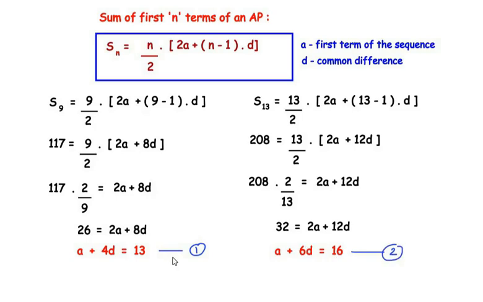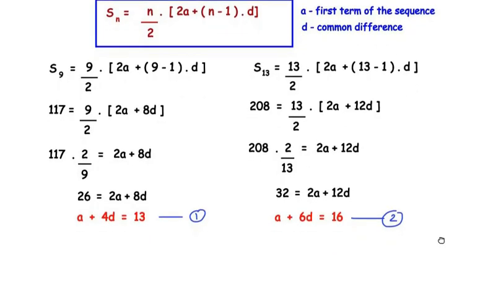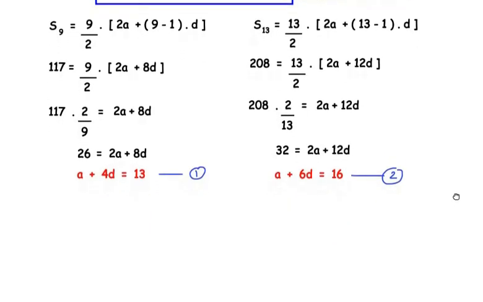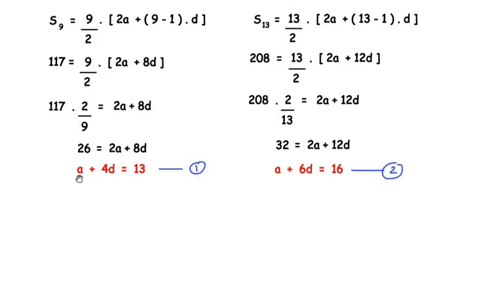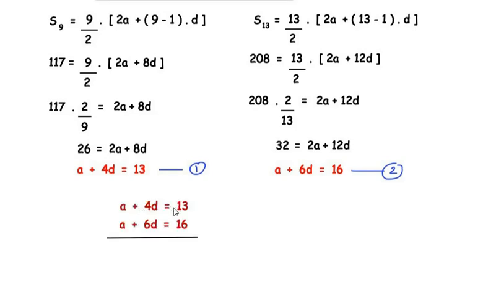Now once we have got equation 1 and equation 2, we are going to solve the simultaneous equations using the elimination method to find out the value of the first term of the sequence, that is a, and the common difference d. So this is our equation 1 and this is our equation 2. Now let us change the signs of the second equation. So plus a becomes minus a, plus 6d becomes minus 6d, and plus 16 becomes minus 16.